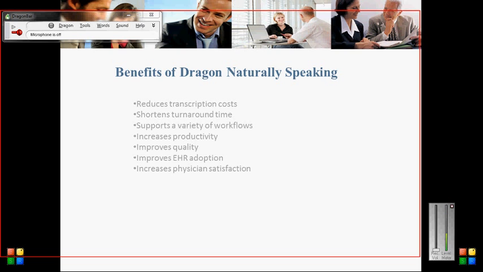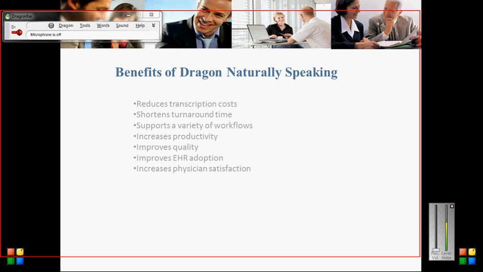And another benefit of Dragon is it supports a variety of workflows. When we teach Dragon, or when we support Dragon, we try to make it work based on what kind of workflow a clinic or a provider currently has to suit their needs. So there's different ways that we can implement Dragon for use of a particular practice or a particular provider.